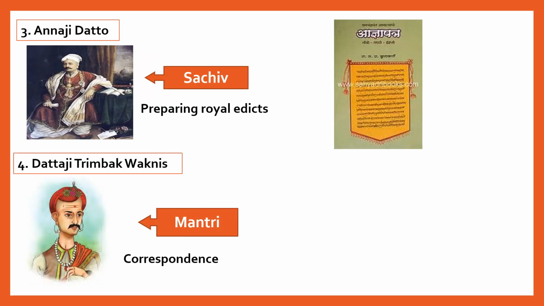The third was Annaji Datto. His job profile was of the Sachiv. The Sachiv prepared royal edicts. A royal edict was an official order from the king. So Annaji Datto used to prepare these as per the order of Shivaji Maharaj. The fourth was Dattaji Trimbak Vaknis. He was the Mantri. He would prepare official letters of communication from the ruler to the people.